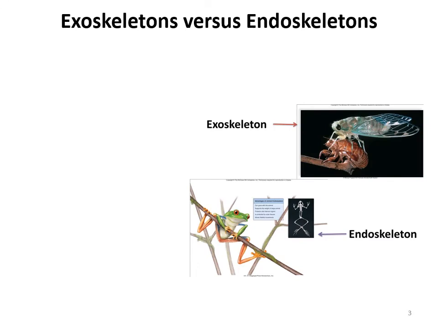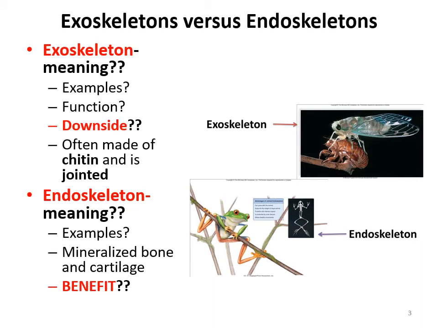Then we get into the skeletons that you're most likely more familiar with. There are exoskeletons versus endoskeletons, and you might want to circle, star, highlight endoskeletons because that is what we have. So the difference between them, whenever you see the word exo, it means outside, whereas endo means within. So any organism who has an exoskeleton has an external skeleton. It's on the outside of their body.